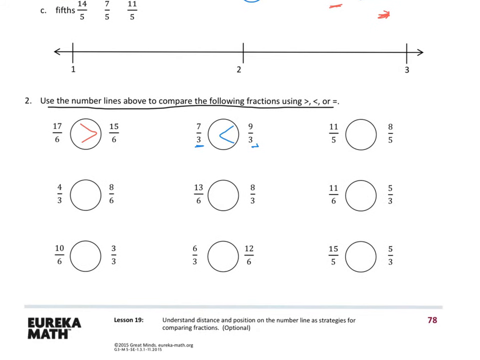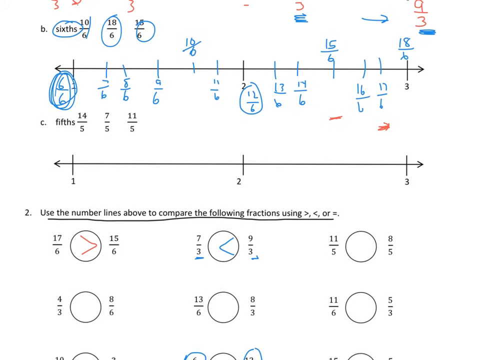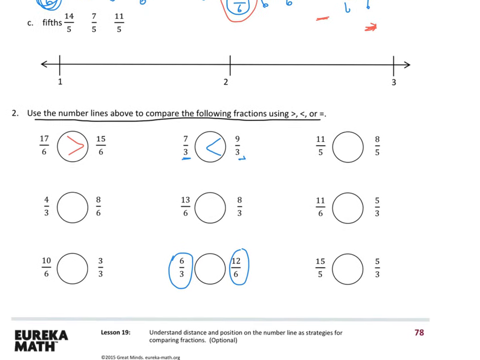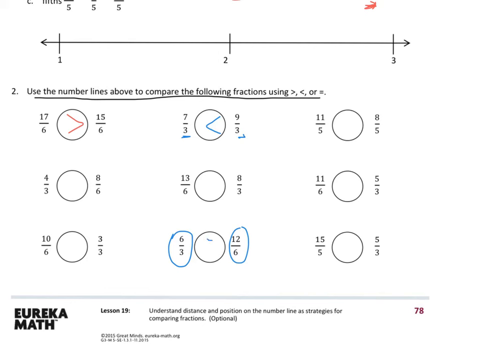Let's do one more. We'll come down here to this one, 6 thirds and 12 sixths. And if I look up in my number line, 6 thirds is right here at 2. And I got to look at a different number line. 12 sixths is right here, and I see that it's at 2. So 6 thirds and 12 sixths are equal to each other because they're at the same place on the number line.